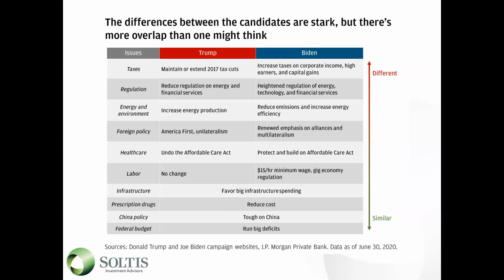Now that we've covered a few things in historical perspective, let's shed some light on the current election. This chart depicts each candidate's stance on a variety of issues. Please note that the bigger the difference there is between the issues, the smaller the likelihood that the changes will be implemented. Such examples include taxes, regulation, and energy and the environment. This especially holds true if we have a divided Congress.